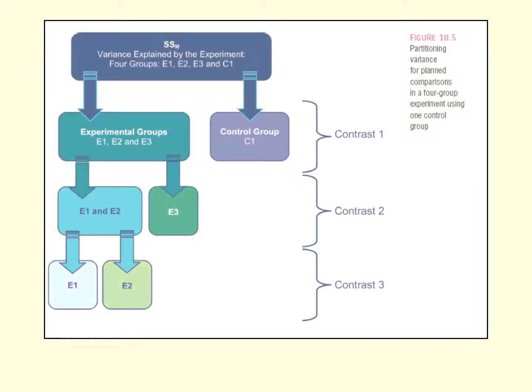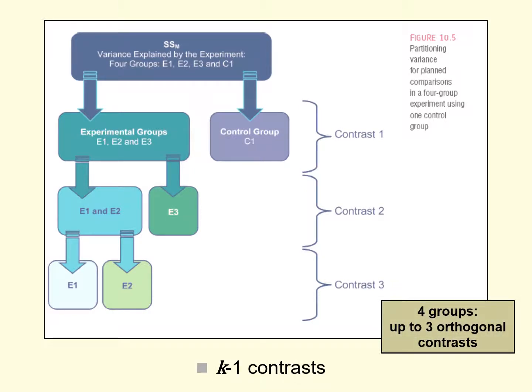Here's a picture from the text that uses the same example, except here we have 4 groups, and we could propose 3 different contrasts. The first contrast comparing levels 1, 2, 3, maybe like low, medium, and high dose to the control group, then low compared to medium and high in contrast 2, and then just medium and high compared to each other in contrast 3. Same basic idea.